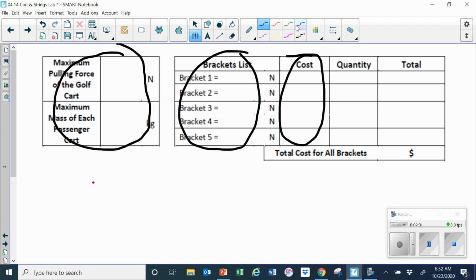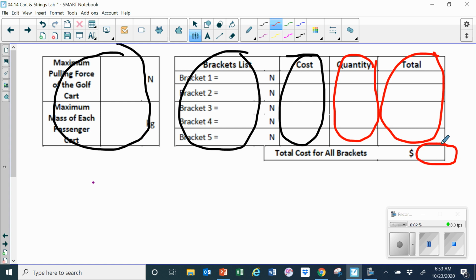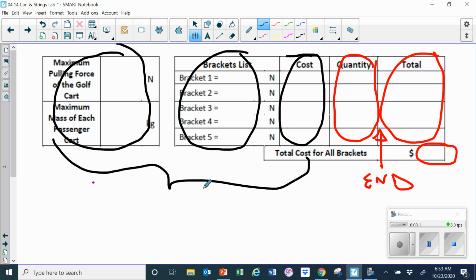Okay? The result of this investigation is going to be determining the quantity of the brackets you need and the total cost of the brackets, so that you can tell the amusement park company what the total cost of the brackets is. And that's in red. So the stuff in red here, you're going to do later, at the very end. So don't worry about that right now. What you need to fill out now is the information in black from the little quiz attachment that goes with this lab.